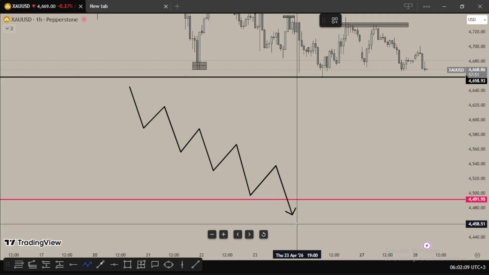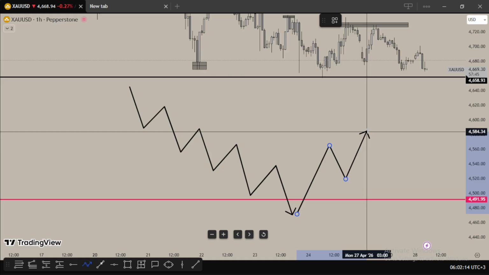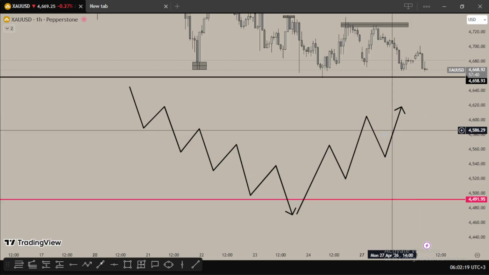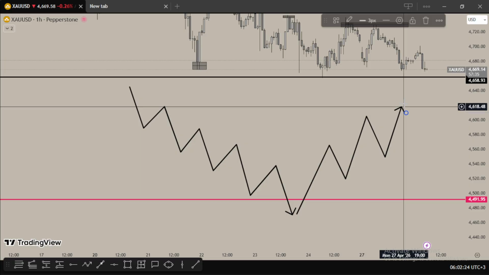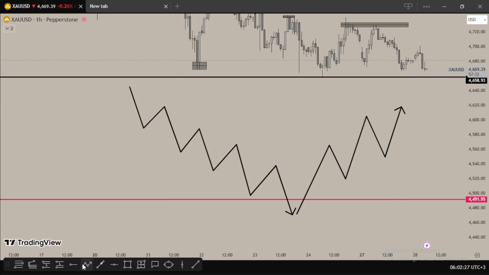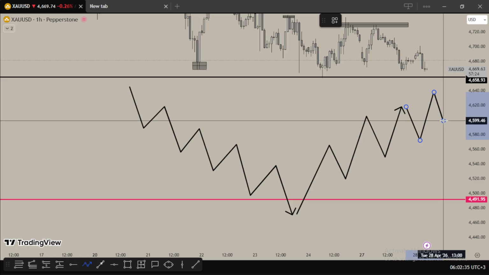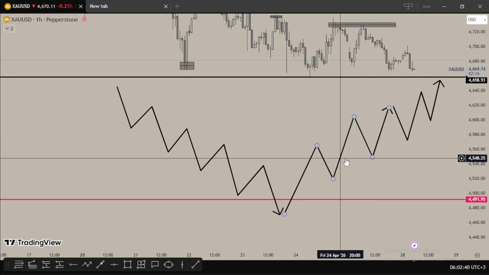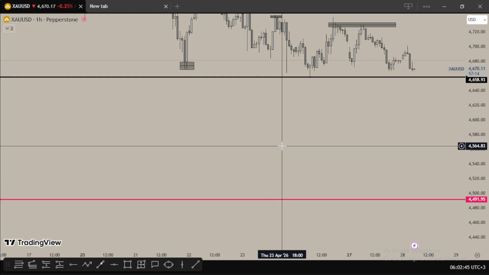And if price starts pushing above the highs and correcting to them, making a higher high, higher low, higher high, higher low, higher high, higher low, we are in a bullish trend in this case. So, what are you supposed to look at when you enter into the market?